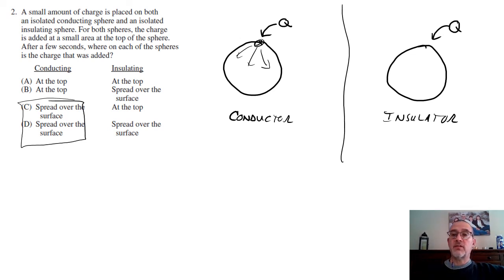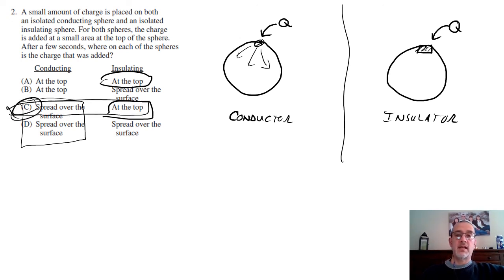On the insulating sphere, if I place the charge right on the top, it's going to stay right on the top because the insulator does not allow the charge to move. So the insulating sphere is going to be at the top, and so this turns out to be that answer C is the answer that has the right answer for both.